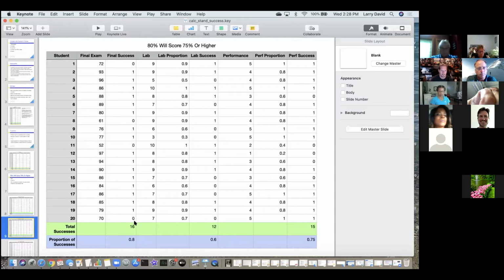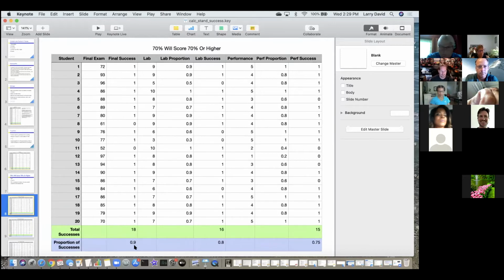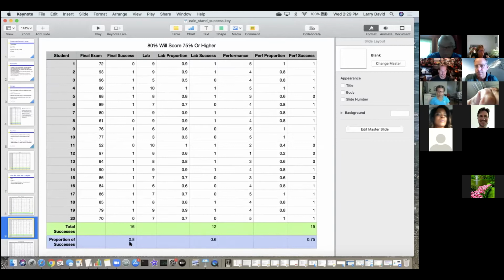I had, I think, 18 before. Now I lost a couple. So now I'm down to 16. 80% of these students scored 75% or higher. But I also raised my standard here. Before it was 90%, which blew away the 70% that we were comparing it to. And now it just barely made it. 80% hits the cutoff. 80% did indeed score 75% or higher.